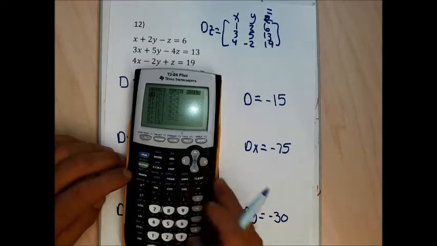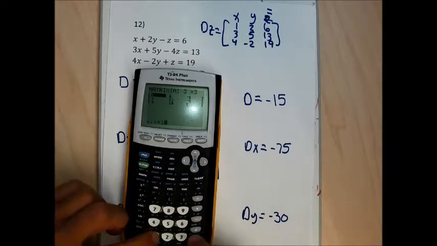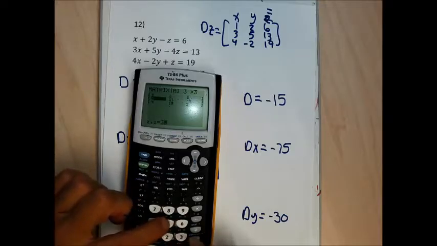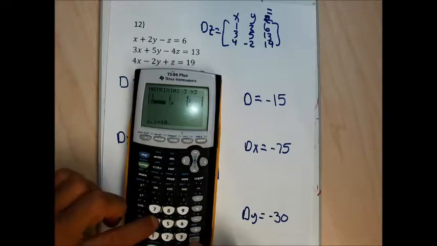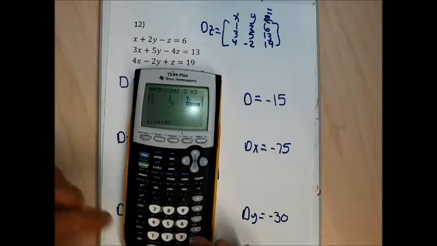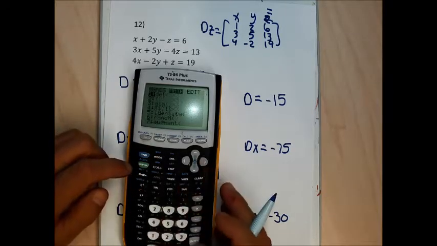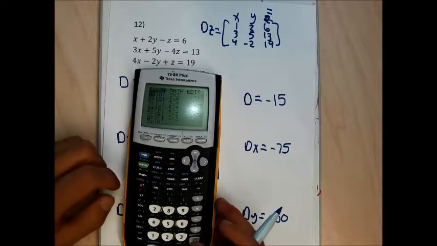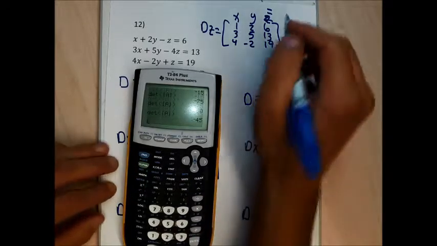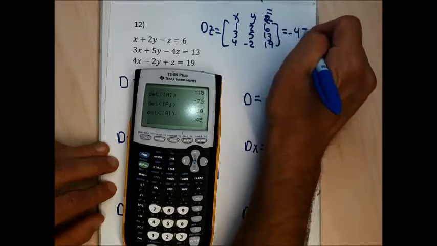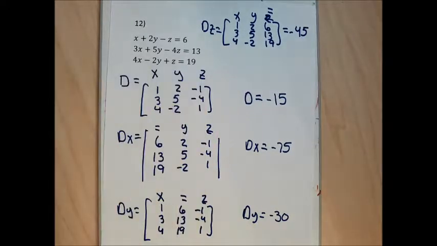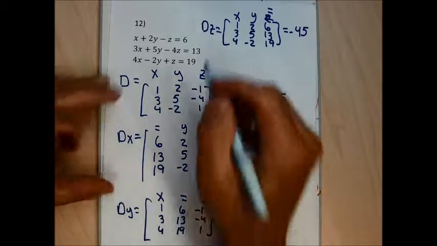Second matrix, edit. It's a 3 by 3 matrix. 1, 2, 6, 3, 5, 13, 4, negative 2, 19. Second quit. Second matrix math, DET, second matrix names, parentheses, D sub z equals negative 45. So I have the 4 determinants computed that I need to compute. Each one of these on the test is probably worth 2 points each. Now I need to get my answer, and I can get my answer just right in here.